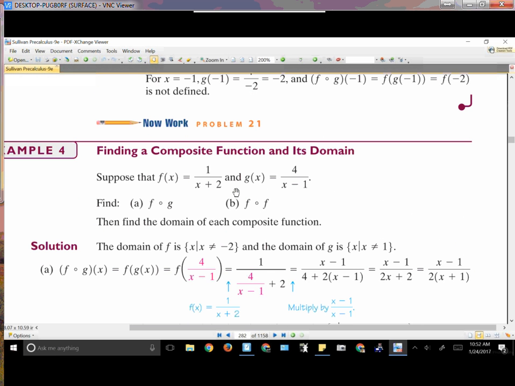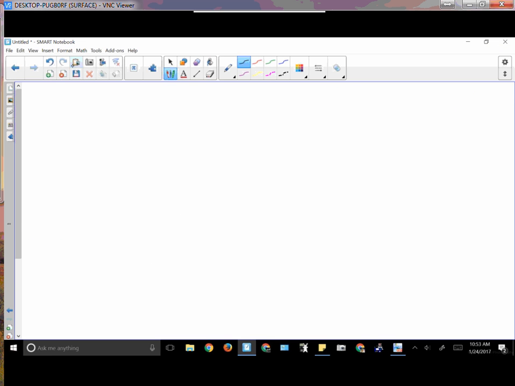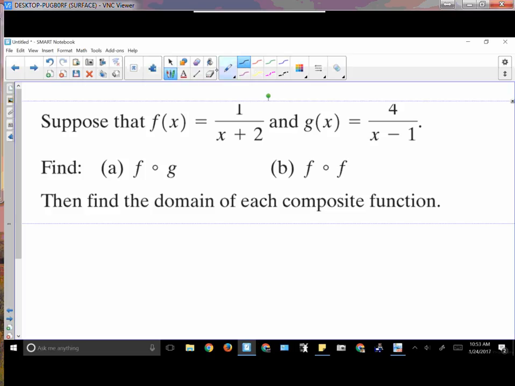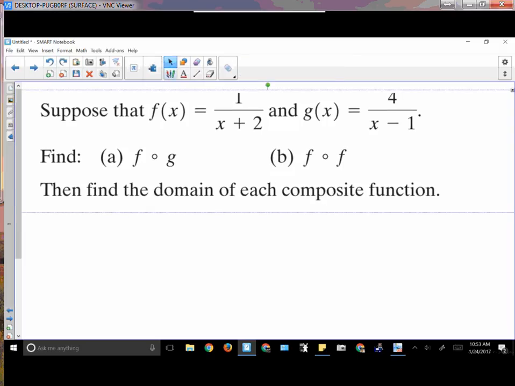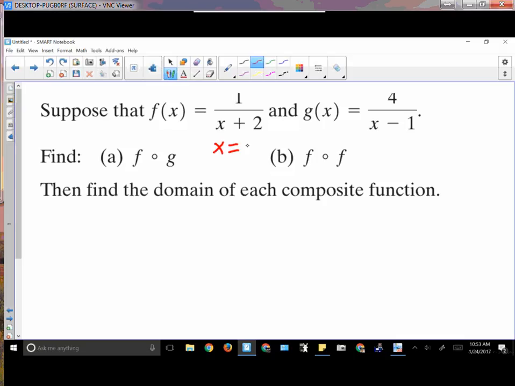So let's try that again. So I've got these. What cannot be used for the first here? X cannot be equal to negative 2, correct? Here, x cannot be equal to 1. So, if I want to go and take f of g of x, g of x is simply 4 over x minus 1, correct?